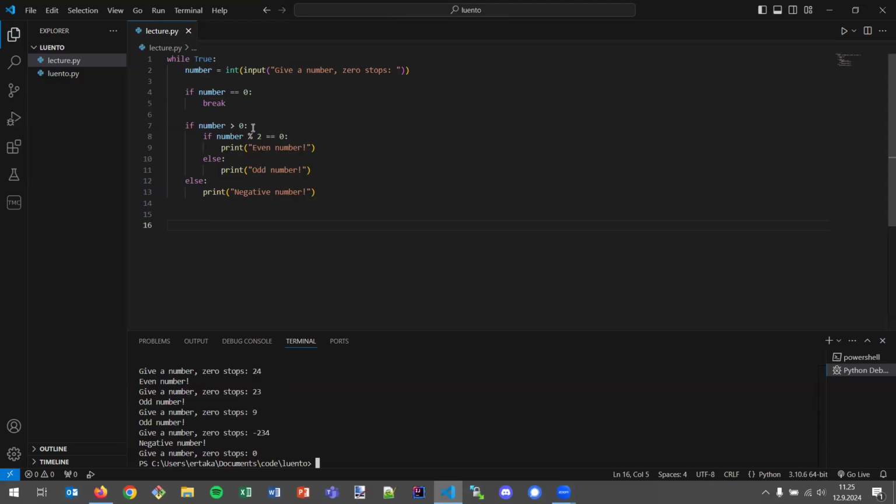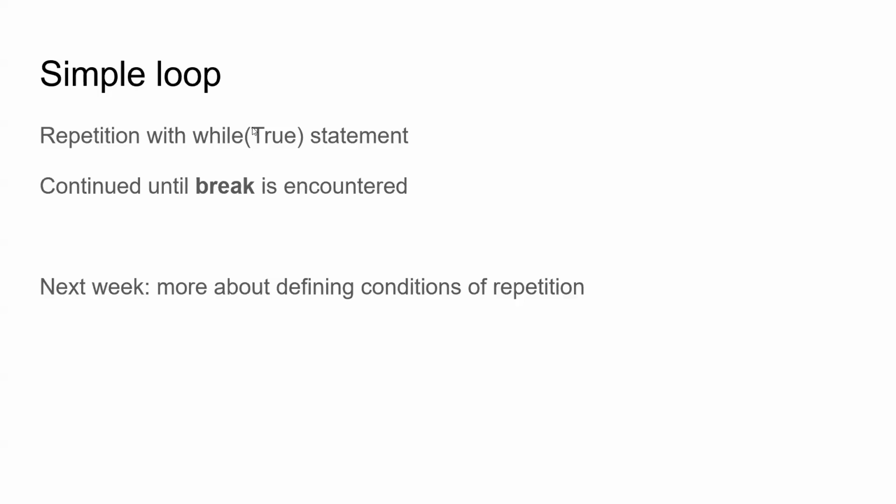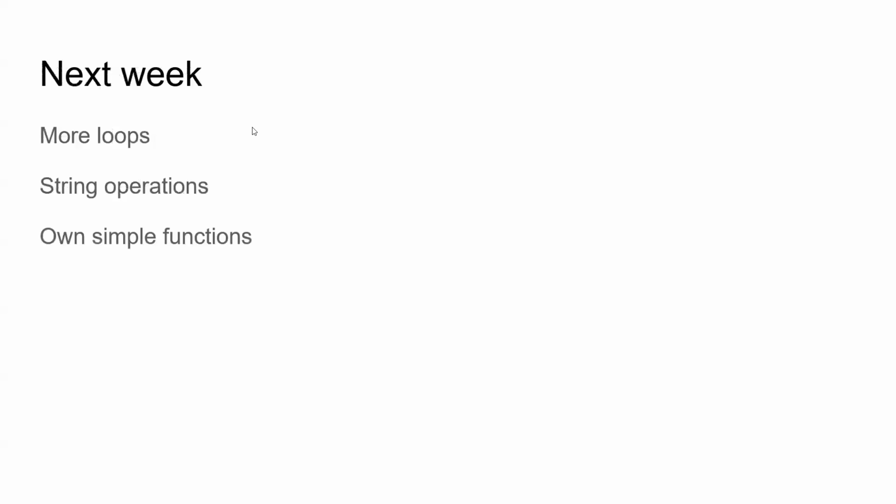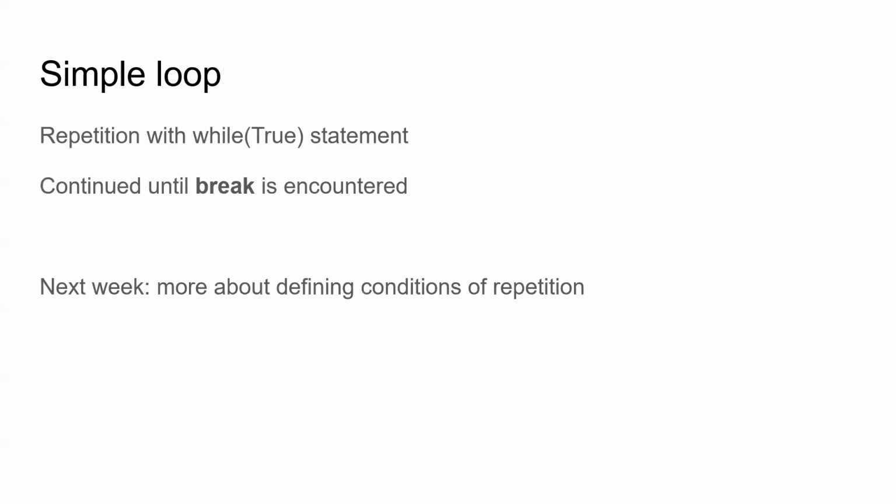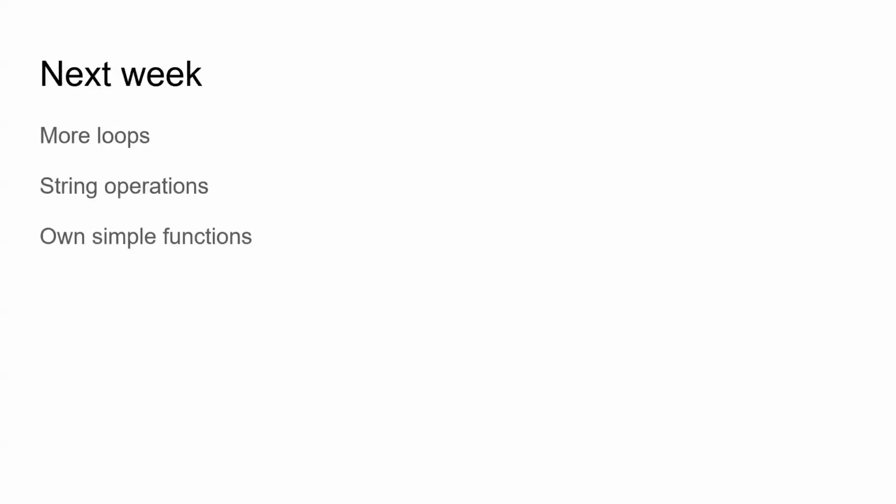So this is basically what we're doing with loops this week. Next week, we're going to continue from this one. And next week, we're going to talk about more loops. We're going to talk about having conditions in loops and how we can use that to, for example, iterate through certain values or things like that. And then we're going to talk about string operations.